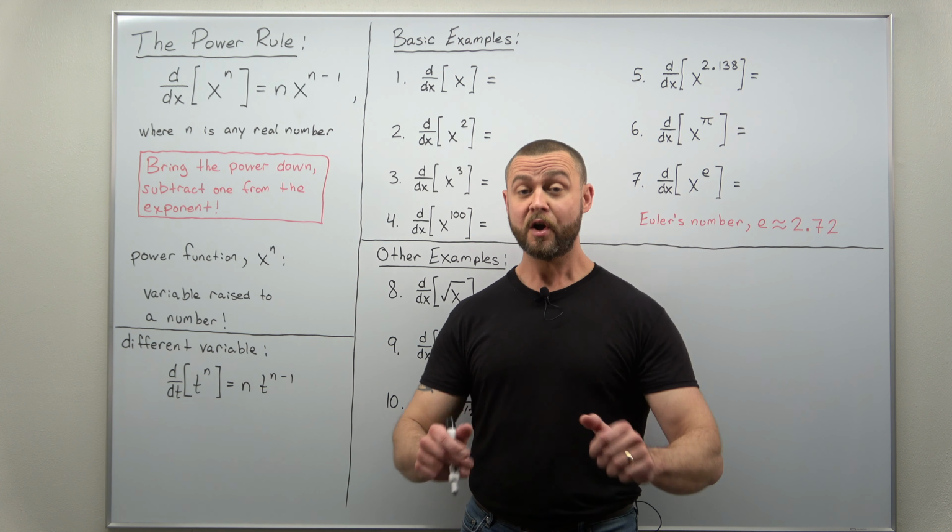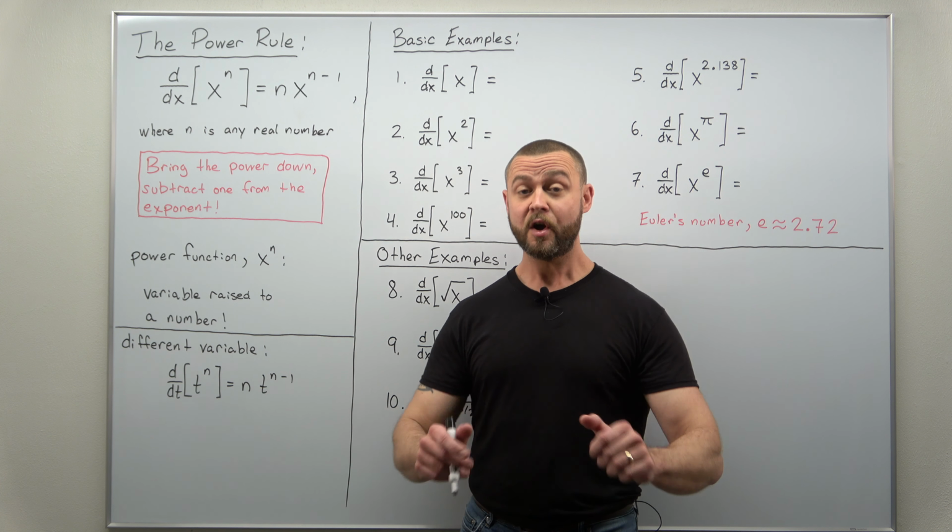You can also apply the power rule if you have a real number like x raised to the pi power or x raised to the e power, where e is Euler's number. Pi is approximately 3.14, e is approximately 2.72. Now, these examples are just meant to test your understanding of the power rule. You probably won't encounter these in a lot of Calculus 1 problems later in your course, but they are still good to understand. So how would we apply the power rule here?